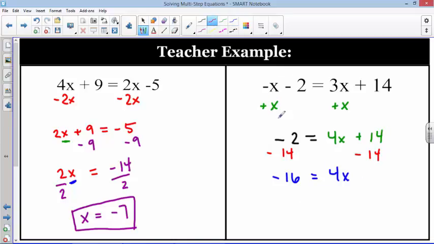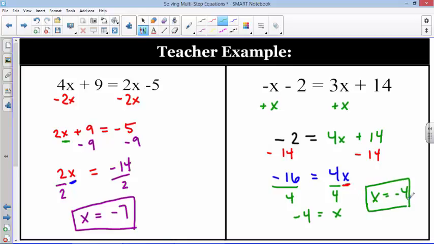So now I see multiplication going on. I want to keep my x. I'm going to divide both sides by what's next to it, which is a 4. I get negative 16 divided by 4. That's going to give me a negative 4 equals my x. Or, as I like to write it, x equals negative 4. And then I'll put my box around it. Alright, not so hard, right?